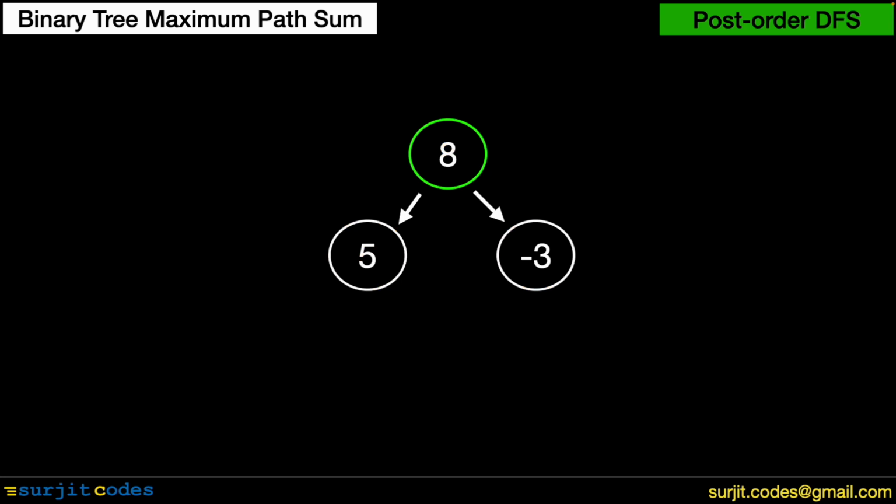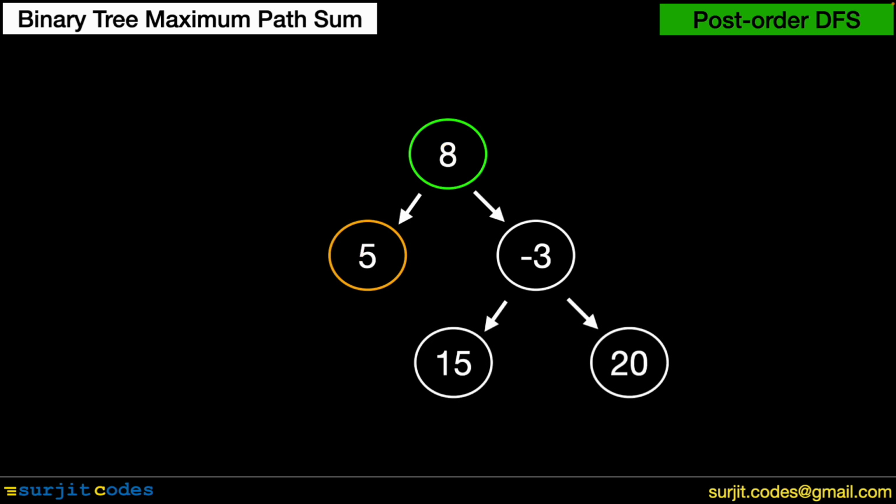Now consider another example. In this, the left gain is 5, but the right gain is 0 because the gain cannot be negative. So the maximum path sum is of the two nodes. The path sum is 13. Now in this example, the left gain is 5, while the right gain can be 12 or 17. The higher of these is 17.